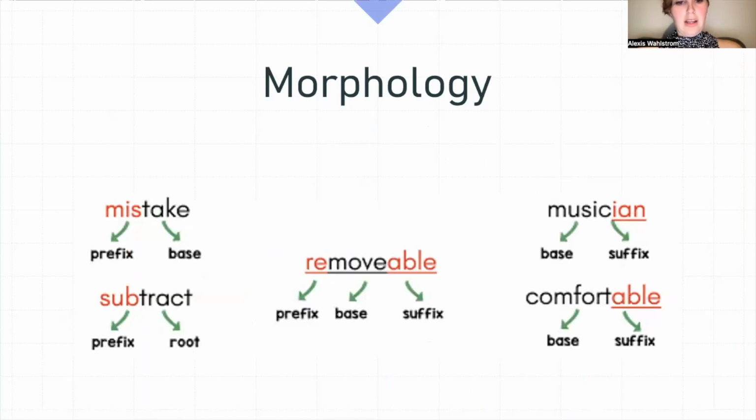So we're going to go ahead and move on to morphology. So morphology is the study of word parts and how they relate to one another. Morphemes are considered the smallest part of the word. Morphemes are used to represent sounds, and these sounds mean different things.